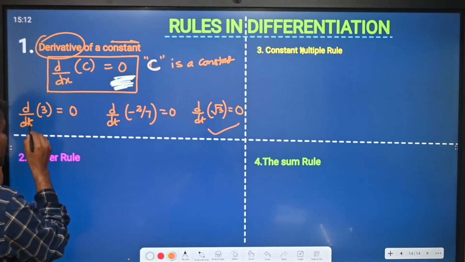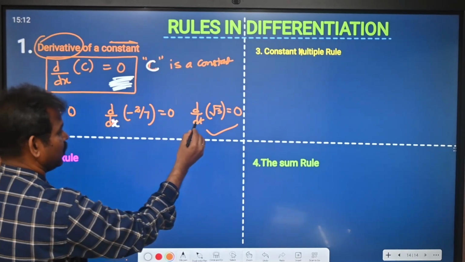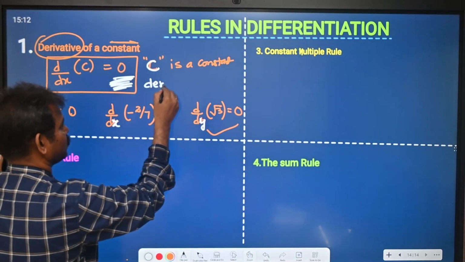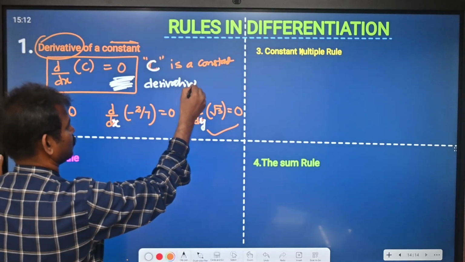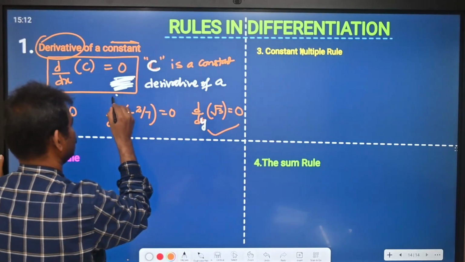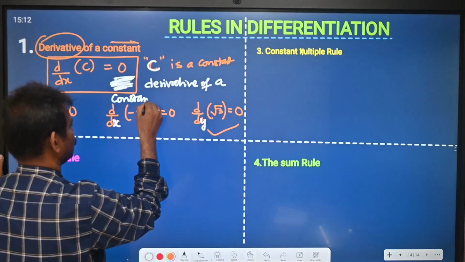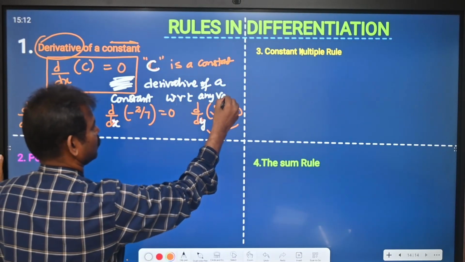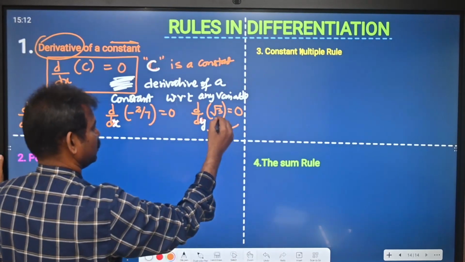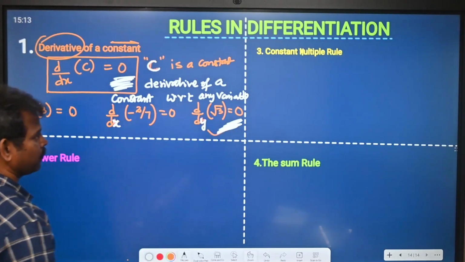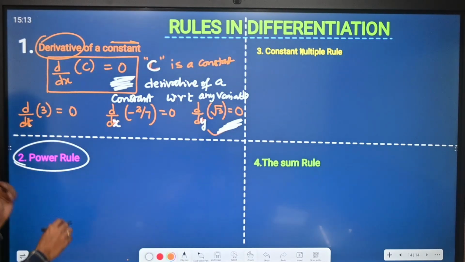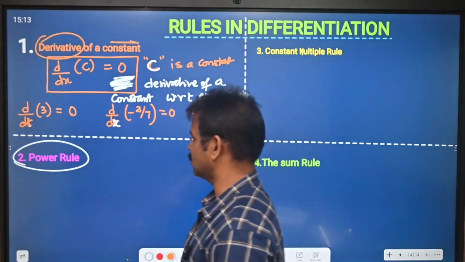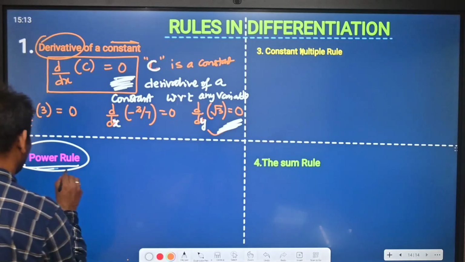Any variable, not only time, it may be d by dx of x or d by dy of y, whatever it may be. So the derivative of a constant with respect to any variable is 0.